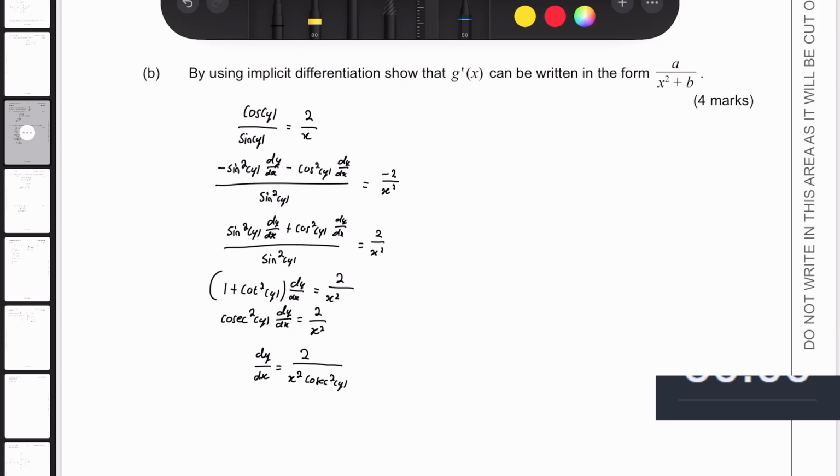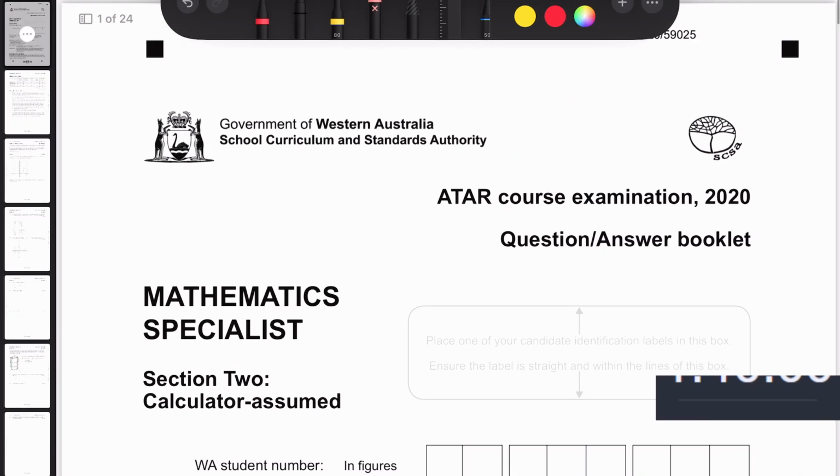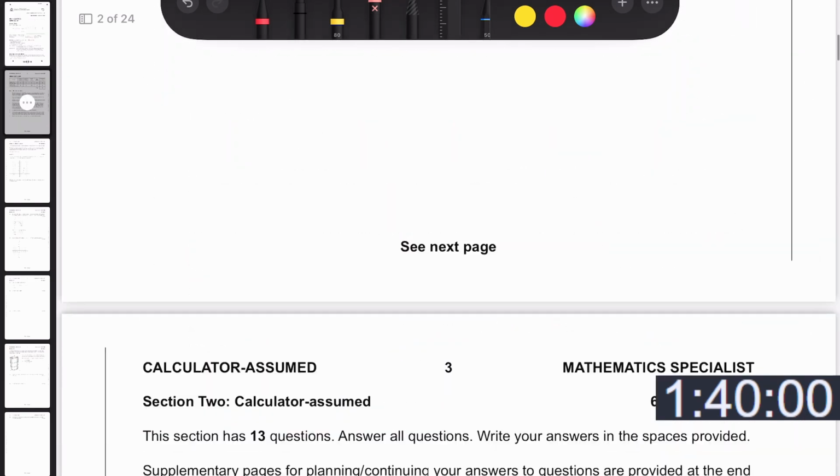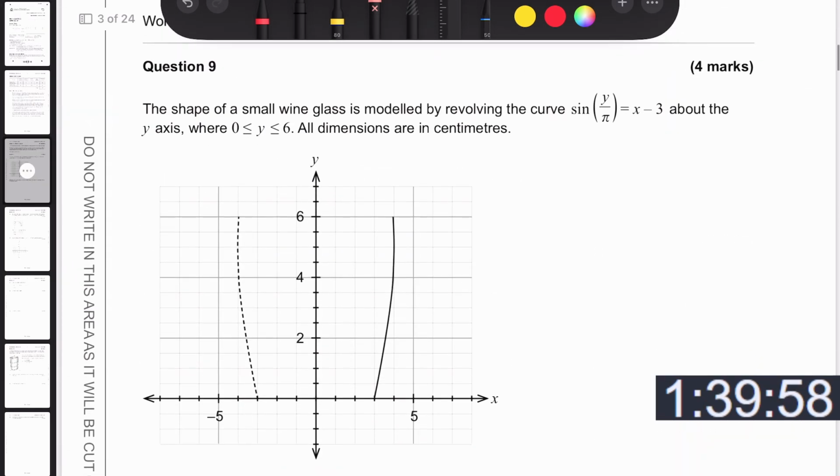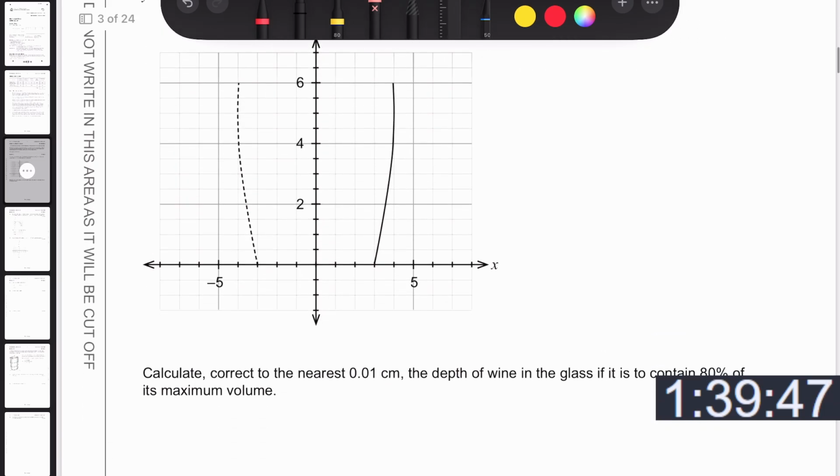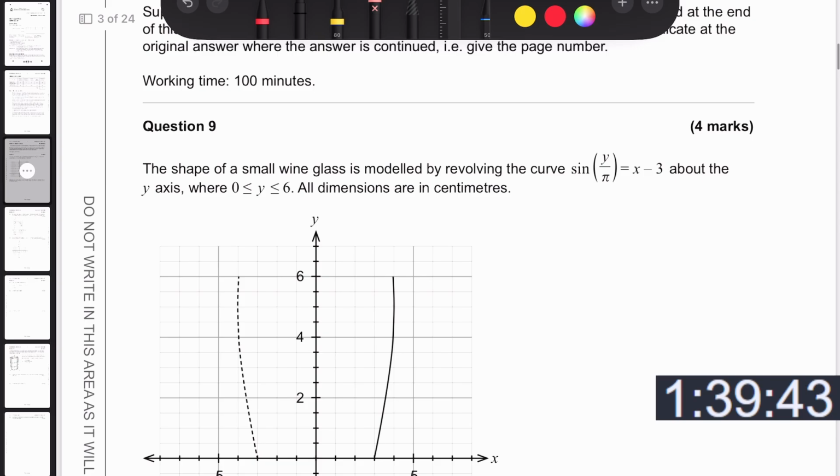So I'm going to get to calculator soon, and we'll get started on that. Okay, we got calculator assumed. Let's go. The shape of a small wine glass is modeled by a revolving curve about the x-axis. All dimensions are in centimeters. The depth of the wine glass will contain 80% of its maximum volume.